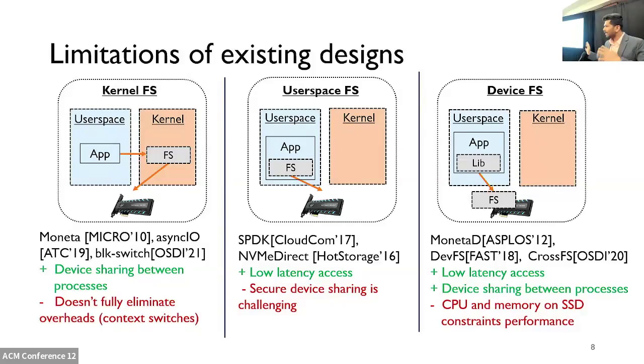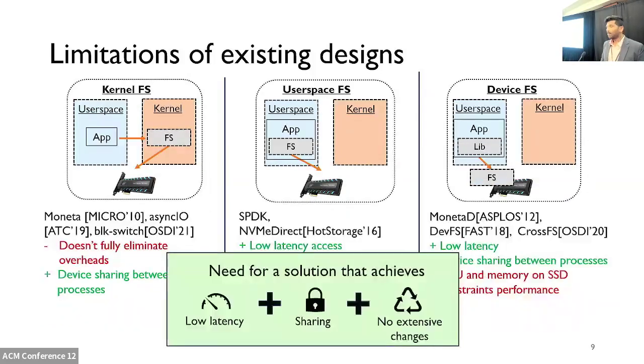Now there's a third class of solutions, which I call device file systems, where they move the entire file system or parts of it to the device. This solves the two problems, but then it introduces a new one, which is that it needs reinventing the file system structure, and that it is constrained by the resources that the device has, like the CPU and memory. So ultimately, we make this observation: there is no solution that achieves low latency and enables device sharing without making significant new changes. Keeping this in mind, we wanted to build a solution.